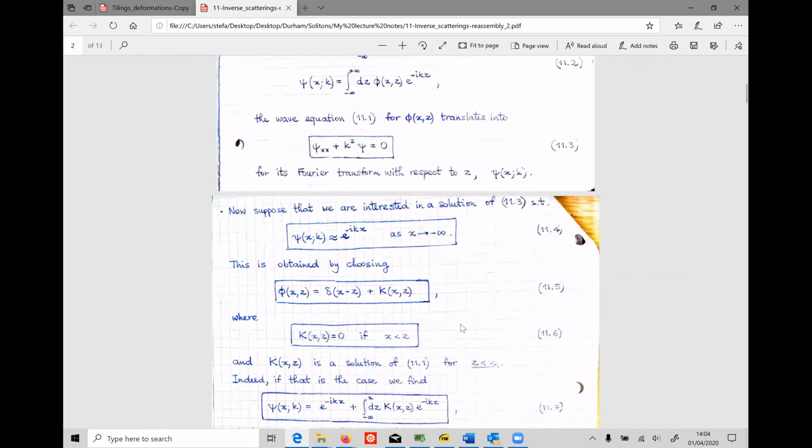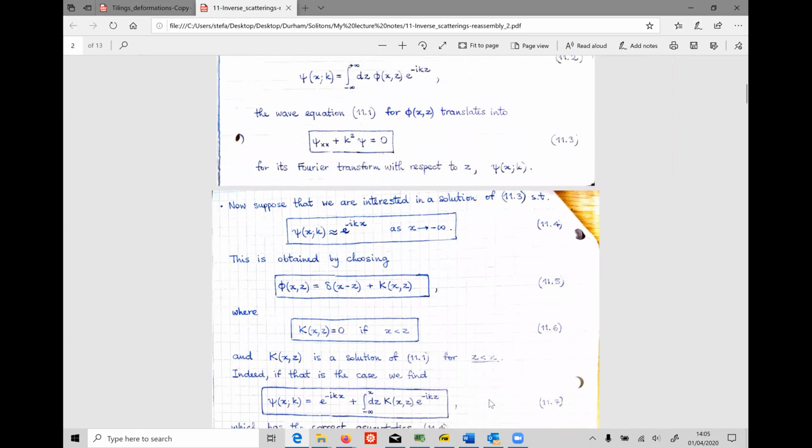Well, first of all, when we plug 11.5 into the second line of 11.2, the delta function term will select z equal to x inside the integral, and that produces exponential of minus ikx here in the expression for psi. Whereas k here in 11.5 remains integrated over z, but because k vanishes when z is larger than x, we have an integral over z of k times exponential of minus ikz, where the range of integration is only over z less than or equal to x, so from minus infinity to x.